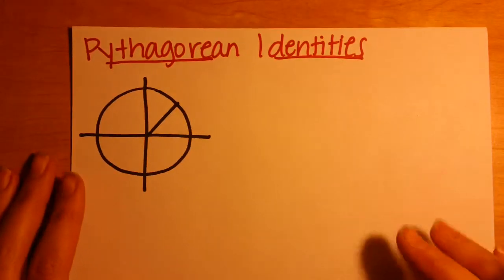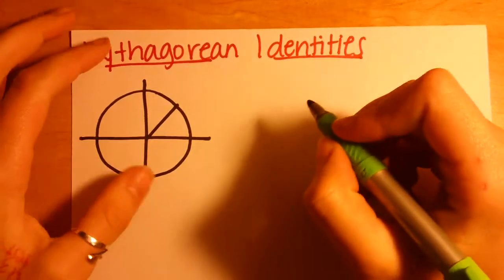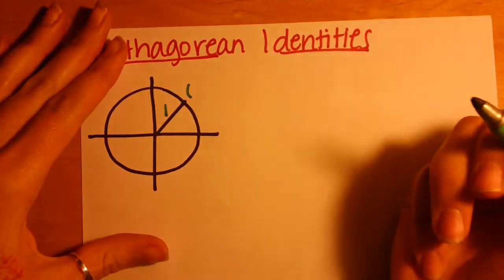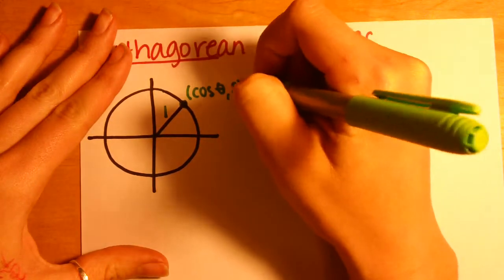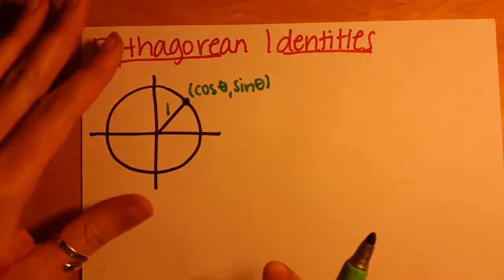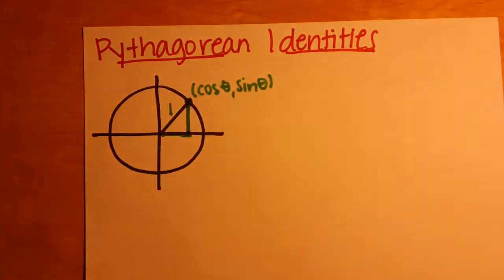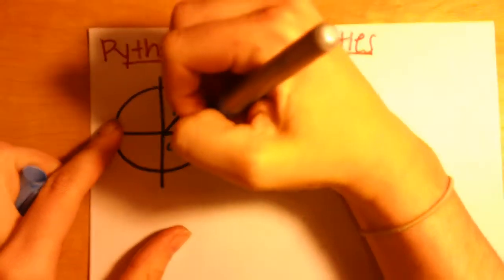So next, let's look at our Pythagorean identities. So these are going to be new. Our Pythagorean identities we can find by using our unit circle. So we know from our unit circle this is going to be a radius of 1. We know this point here is going to be cosine theta, sine theta. So that means this triangle here has a width of cosine theta and then a height of sine theta.